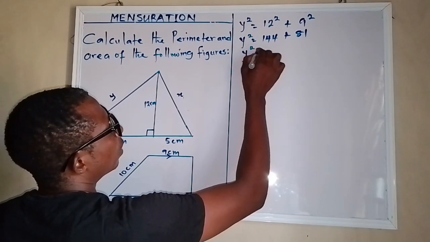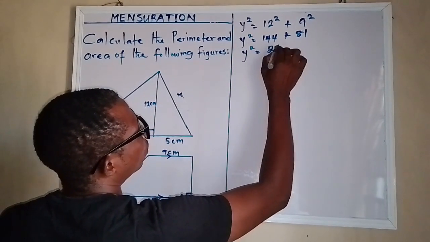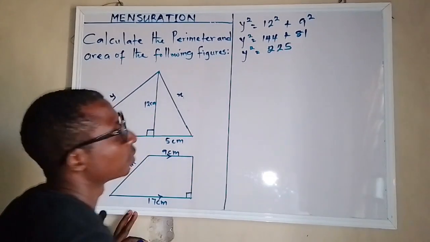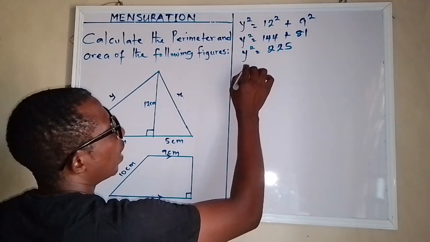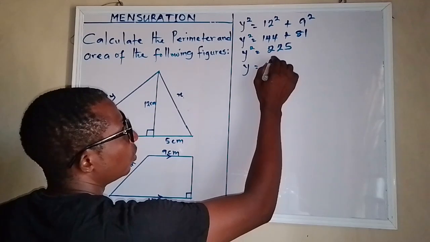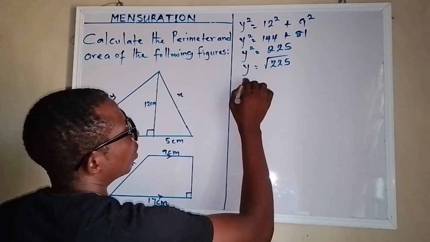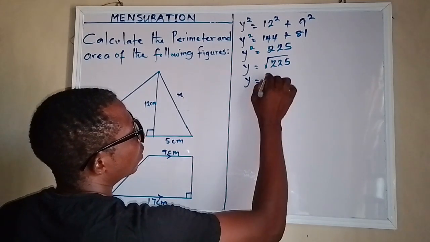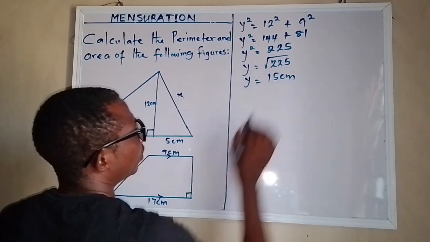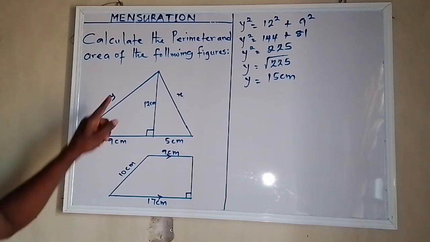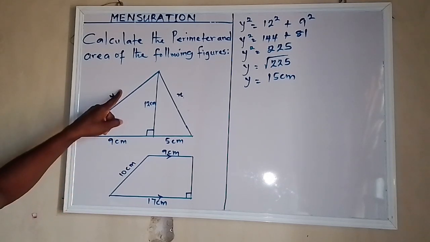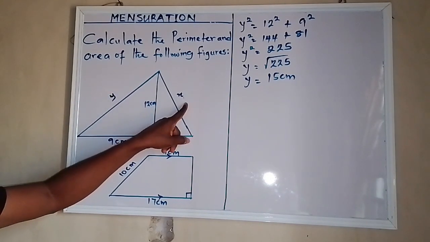y square equals 225. When you take square root of both sides, square root of 225, y gives 15 centimeter. So side y is 15 centimeter. Now let's get side x.